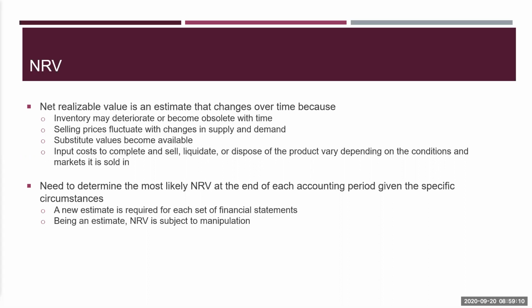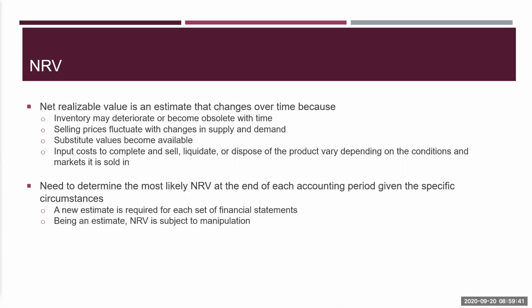So your inventory may have deteriorated or it could have become obsolete with time. It happens if your inventory has been sitting on the shelves for a long time because the market and the demand changes so quickly. The selling prices can fluctuate because that is tied to supply and demand. So if you are looking in current times with the COVID and the market being slow, it would affect the selling prices. Is there a substitute value that is becoming available?